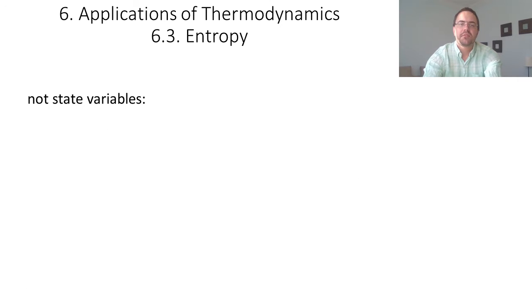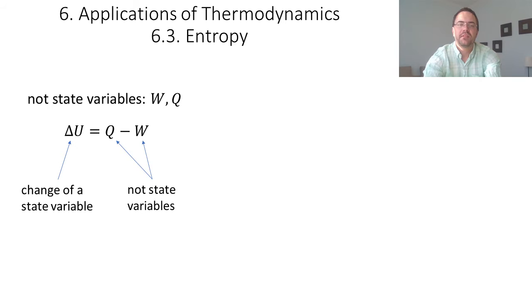Now, we have also seen quantities that are not state variables. For example, the work done by the gas, or the quantity of heat that is added to the gas. These do not describe a state, but they describe a process, and they describe a path between two states. And we have seen that the first law of thermodynamics relates the change of a state variable, the internal energy, to the non-state variables W and Q.